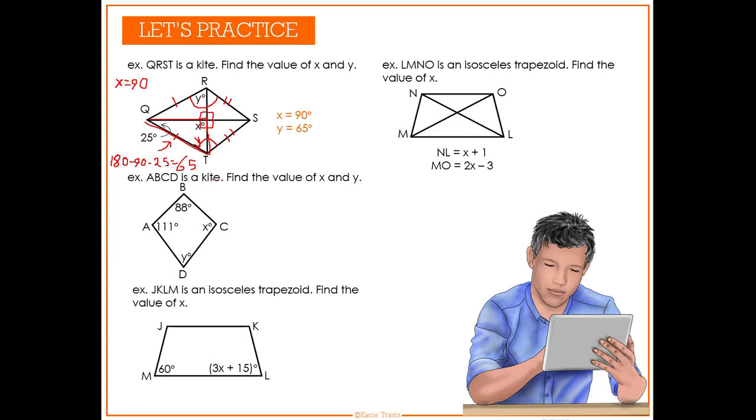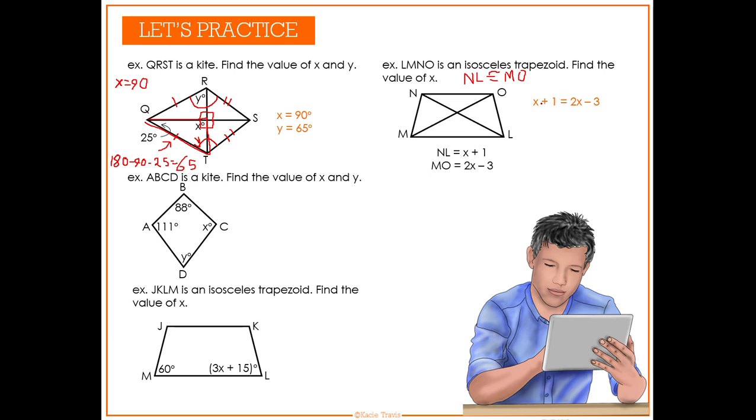Okay, next thing we've got going on here. It says LMNO is an isosceles trapezoid. They want us to find the value of x. Now, if this is an isosceles trapezoid, let's look at the lines that they gave me here. They gave me NL, this diagonal line, and MO. Because these two are diagonals, I know that NL is congruent to MO. So let's set these equal to each other and start to solve.